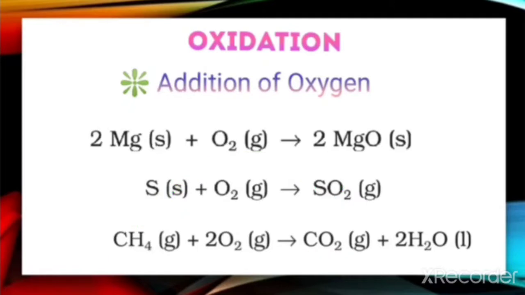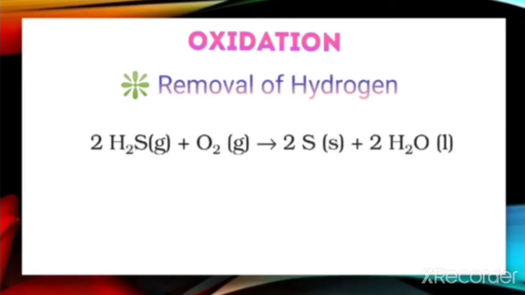But when you look at this equation here, the carbon is having hydrogen. Now here carbon does not have hydrogen. That means from here to here we can say that there is addition of oxygen, but there is removal of hydrogen also. Therefore we can also define oxidation in terms of hydrogen in this way: the removal of hydrogen is called oxidation.